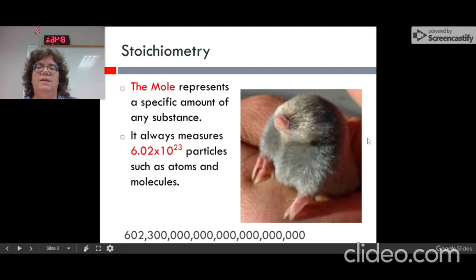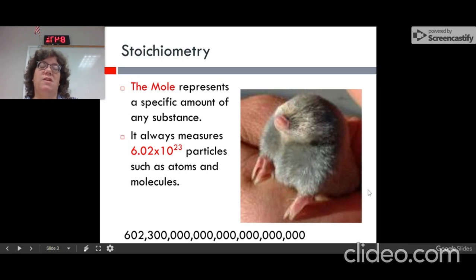And the mole basically measures 6.02 times 10 to the 23rd particles. If you look down here at the bottom, that's written out as a regular number instead of scientific notation. And you wouldn't want to have to count that every time you did any chemical calculation. You'd go insane. So we use mole to equal this many particles.